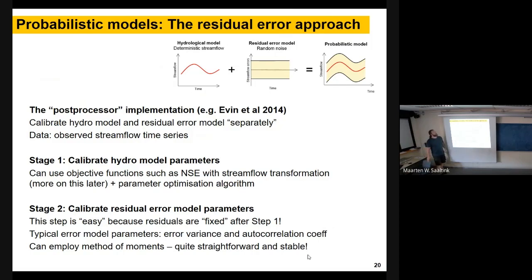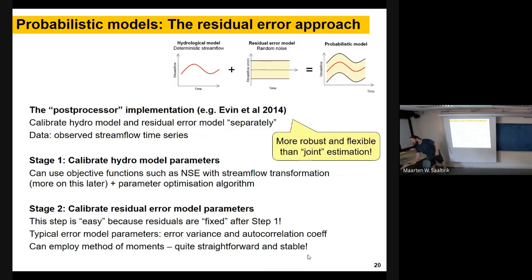And one implementation of this residual error approach is the so-called post-processor implementation. If you look at statistical estimation theory, you might see what is called joint estimation, where you estimate the hydrology and the uncertainty parameters at the same time. Generally, we find that in practice, doing things in two steps is more robust and also a bit more flexible. So the two stages here are shown on this slide.